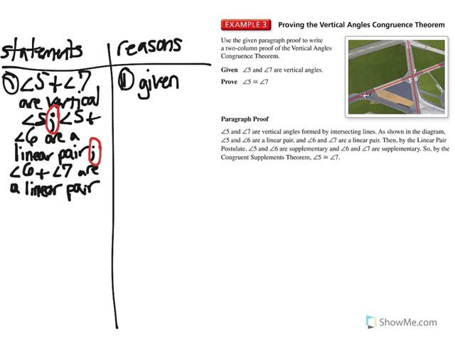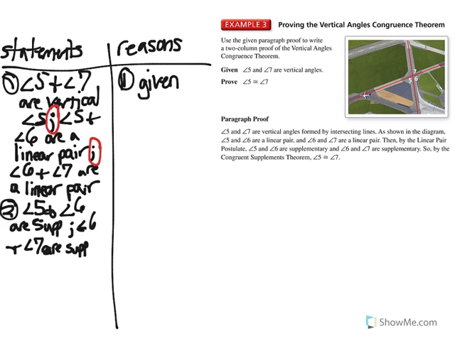Then if we look at the next sentence, it tells us, then by the linear pair postulate, angle 5 and angle 6 are supplementary, and angle 6 and angle 7 are supplementary. So that's using our postulate. So that's going to be a new reason, so it needs to have a new statement. So here I've written out my statements. Angle 5 and angle 6 are supplementary. Angle 6 and angle 7 are supplementary. My reason is going to be linear pair postulate. It told me then by linear pair postulate, these things are my statements, so that will be my reason.